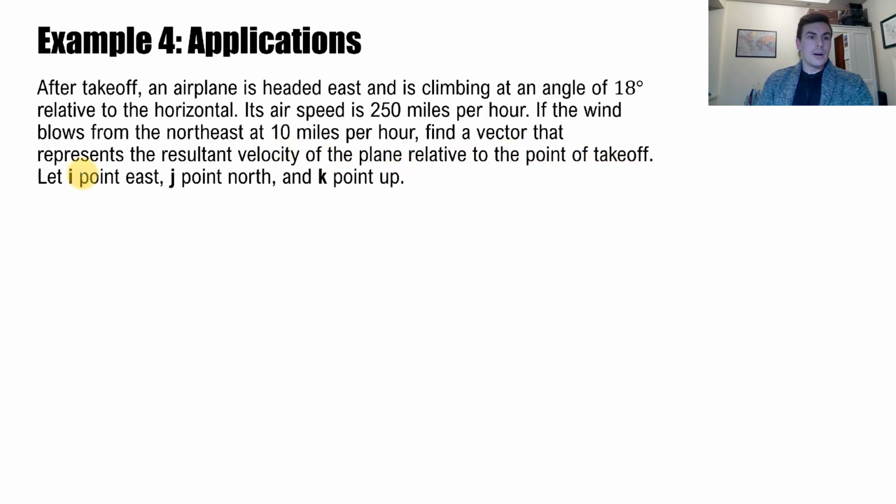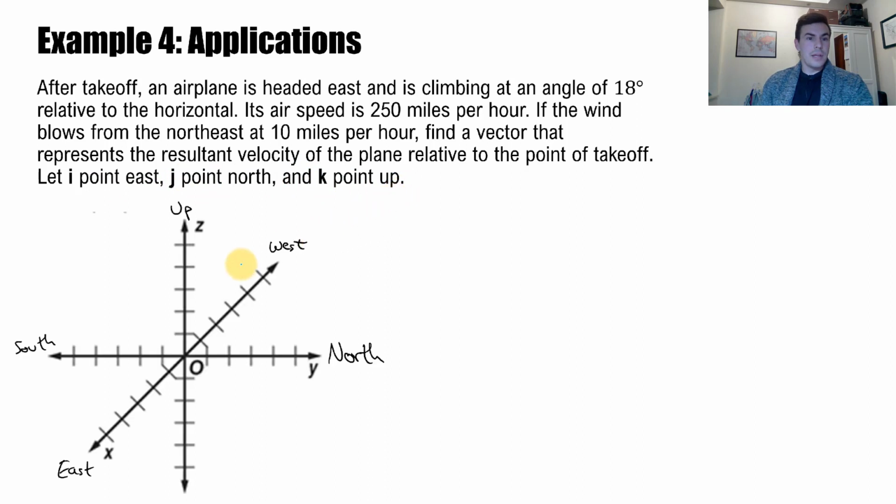And we're going to let our unit vector i point east, unit vector j point north, and unit vector k point up. All right, so here's kind of our setup here. If unit vector j is pointing north and i is pointing east, then we know that off this way in the negative y direction, that's south, and in the negative x direction, that's west, and up is going to be our z.